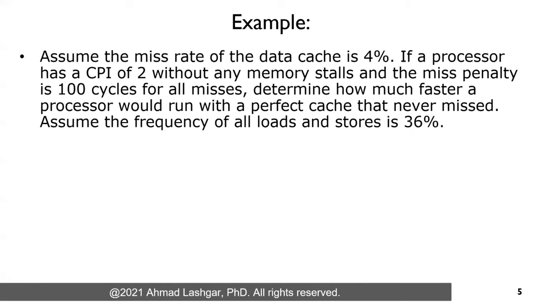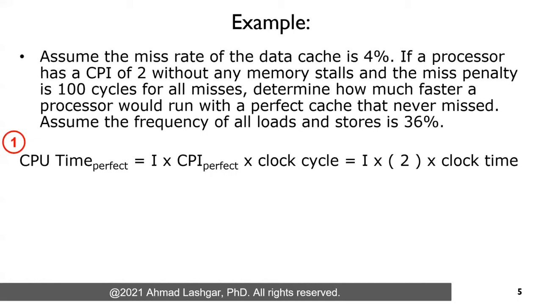The first thing we have to do, we have to calculate the CPU time of the perfect processor without any memory stalls. We use the classic CPU equation, and we don't have the total number of instructions. We keep that as a parameter, and eventually it will cancel out. And then multiply this by the CPI, the perfect CPI that is given, which is equal to 2, and multiply that by the clock cycle. We don't have the clock cycle time either, so we keep that as a parameter as well.